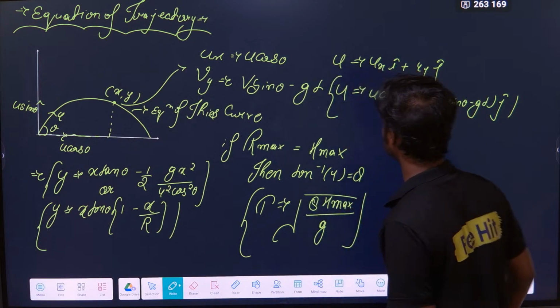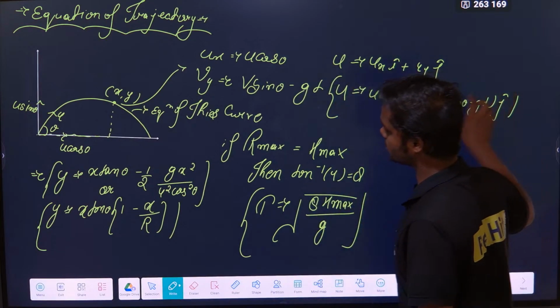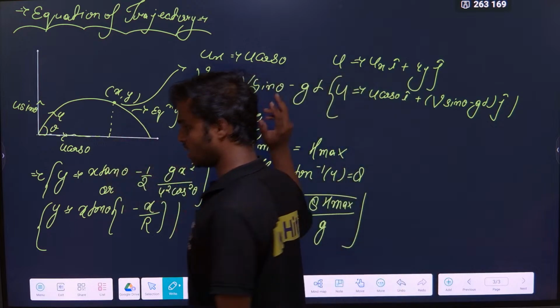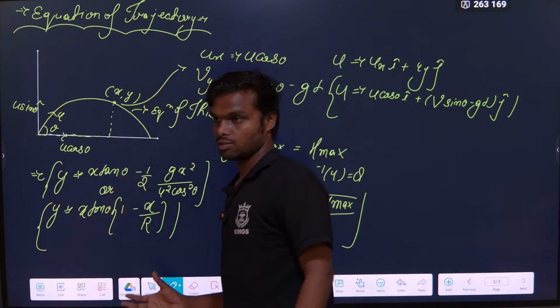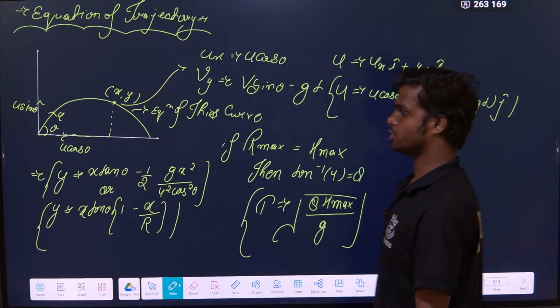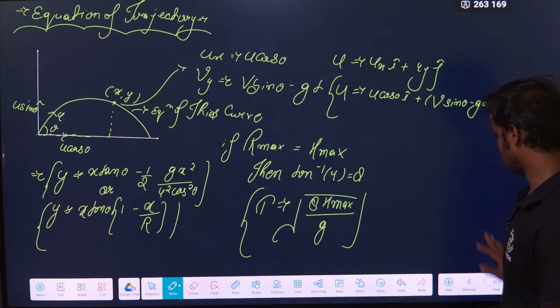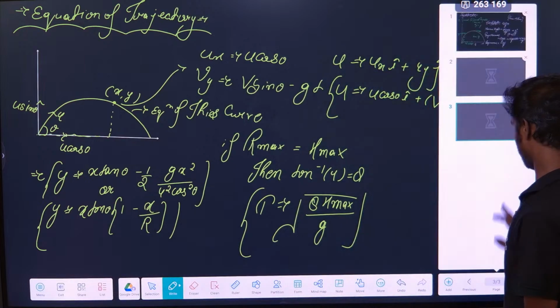Now for finding the equation of trajectory, we just have to eliminate this t, and when we eliminate this t, you will get this thing. This is where we get the equation of trajectory from. I hope it is clear now. Okay. So basically this chapter is very easy.